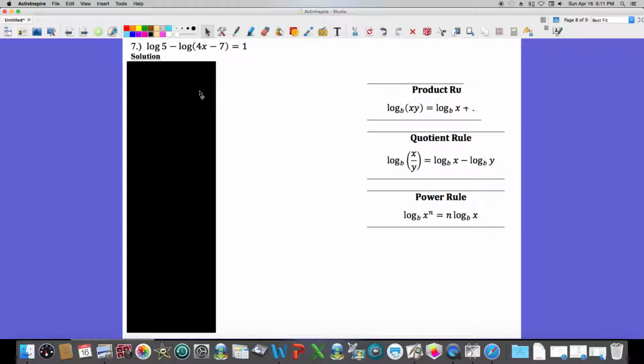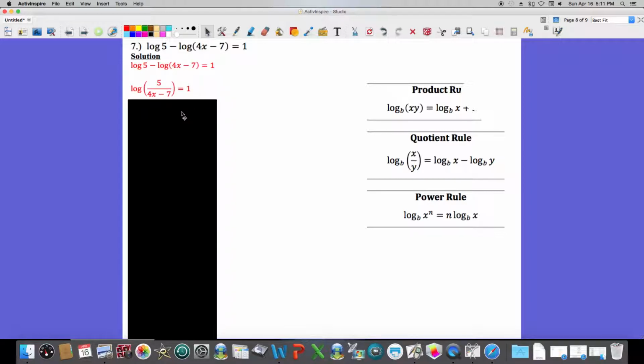Here on the left-hand side, we'll just rewrite this as a log of a fraction. This is a common log. The base 10 is implied. It's not written, but it is implied. So we have the log of this fraction, 5 over 4x minus 7.